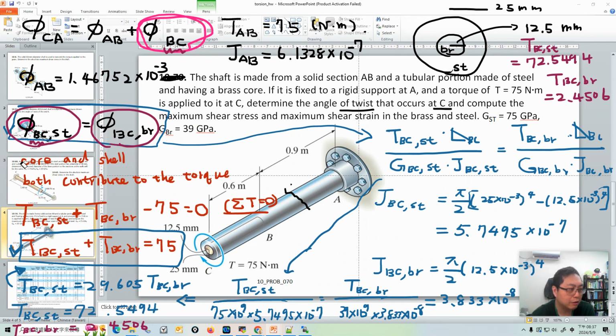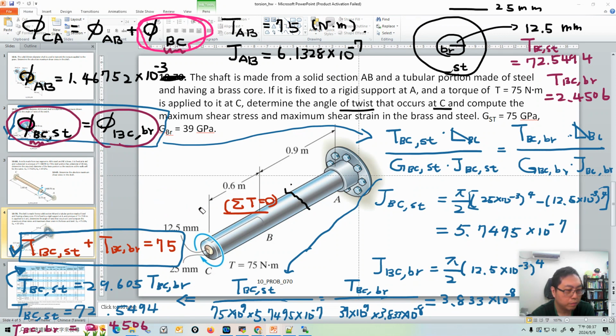I just erase this part. If you want to take a note, please rewind. What about φ_BC,ST? I think you already know, you can see the answer. For φ_BC,ST, we just list the equation here. We need T_BC,ST.